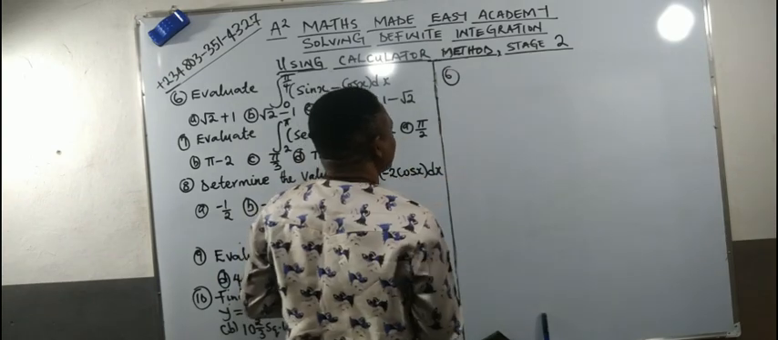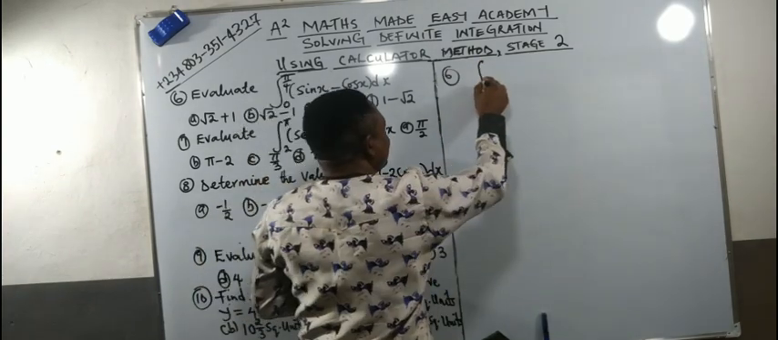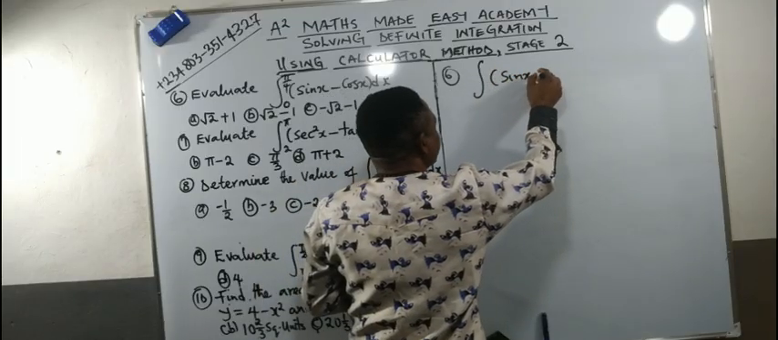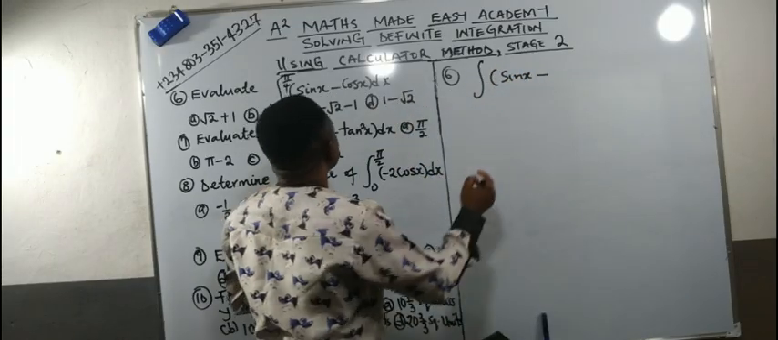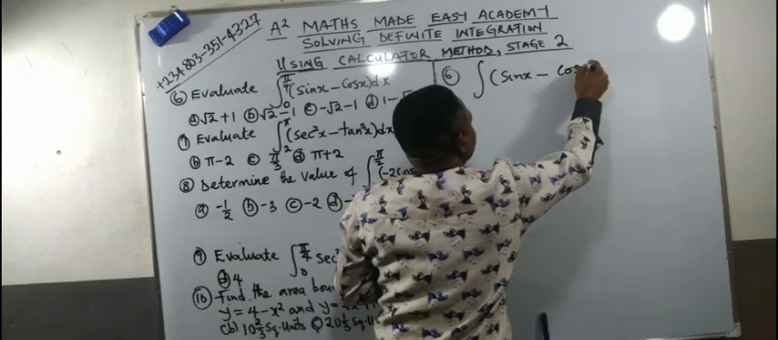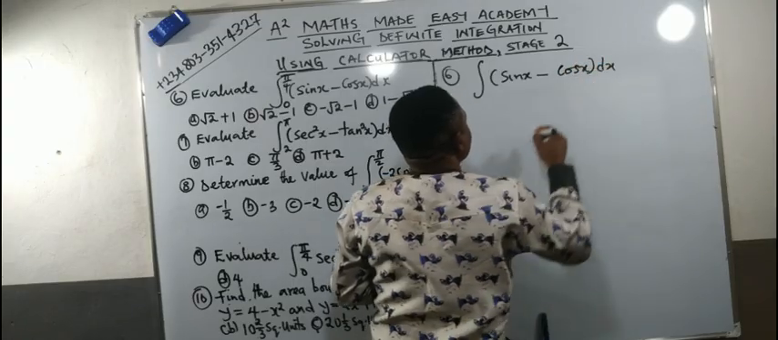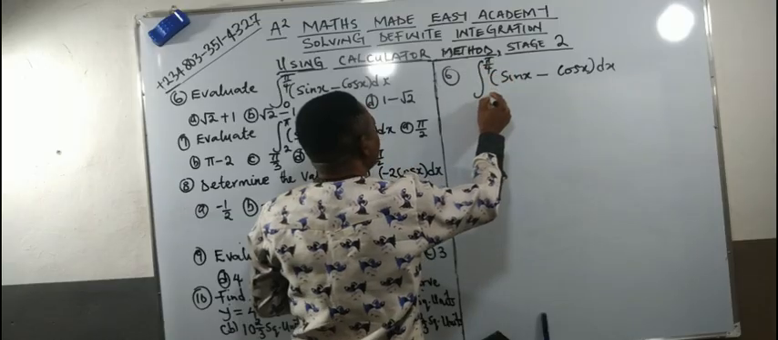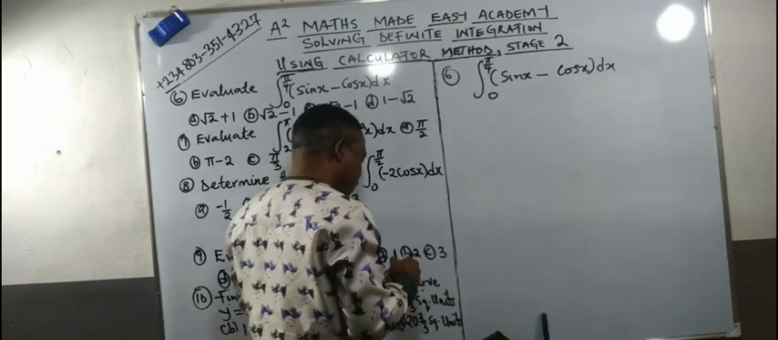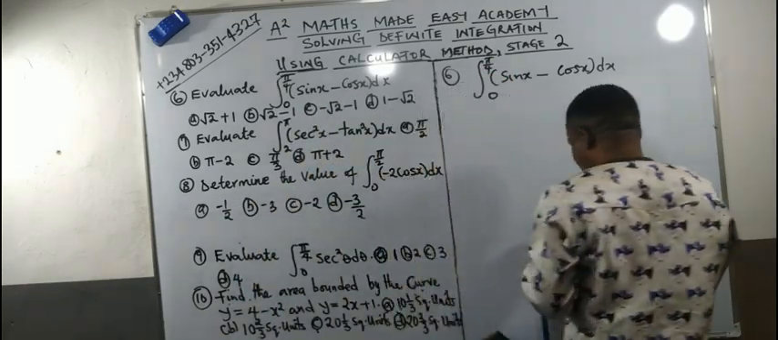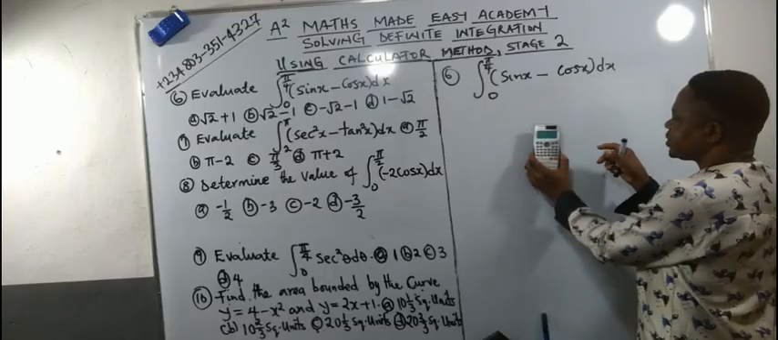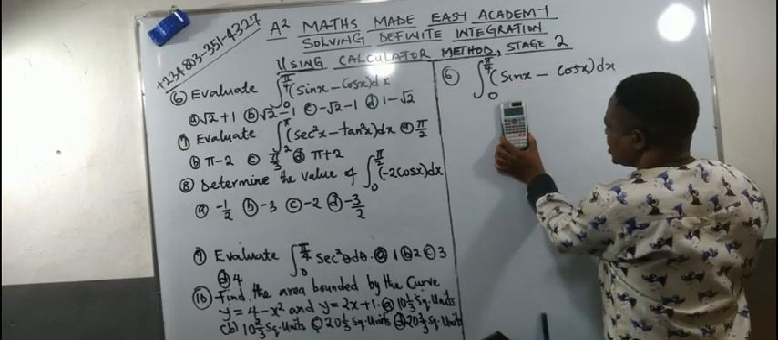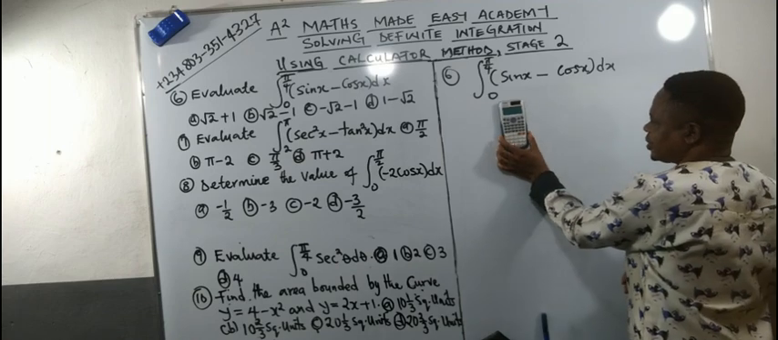Question number 6 says we are to evaluate the integral of sine x minus cos x dx. Upper limit is pi over 4, and lower limit is 0, using the calculator method. This is my calculator here, a Casio FX 991 ES Plus.